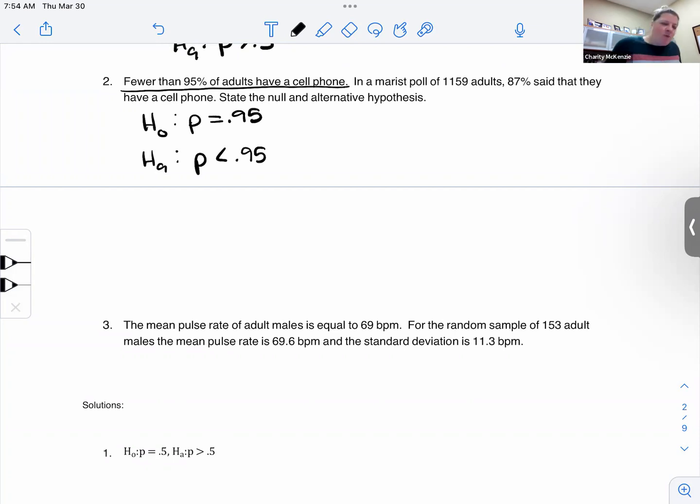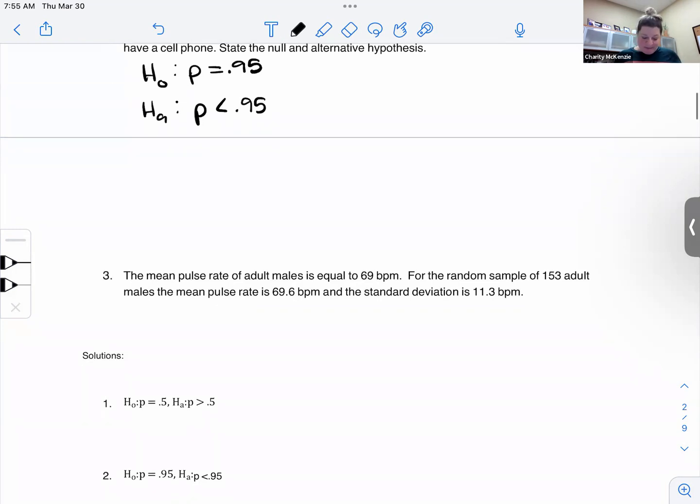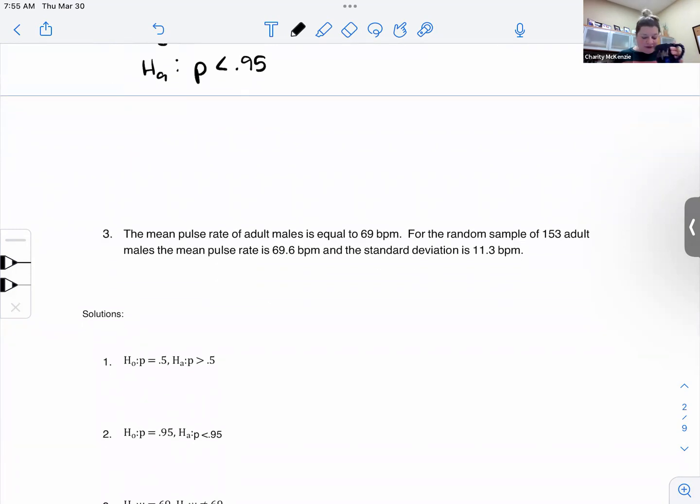So we're kind of right now ignoring the 1,159 and the 87%, because again, that's about the sample. And we would use that to decide if we take the null or the alternative. Okay. The mean pulse rate of adults is equal to 69 BPMs. For the random sample of this many, their pulse rate was this, and the standard deviation of this.